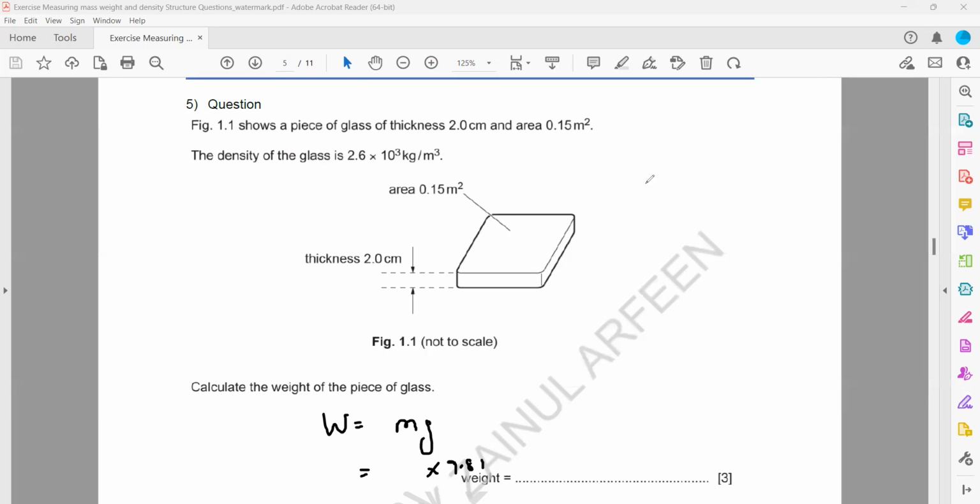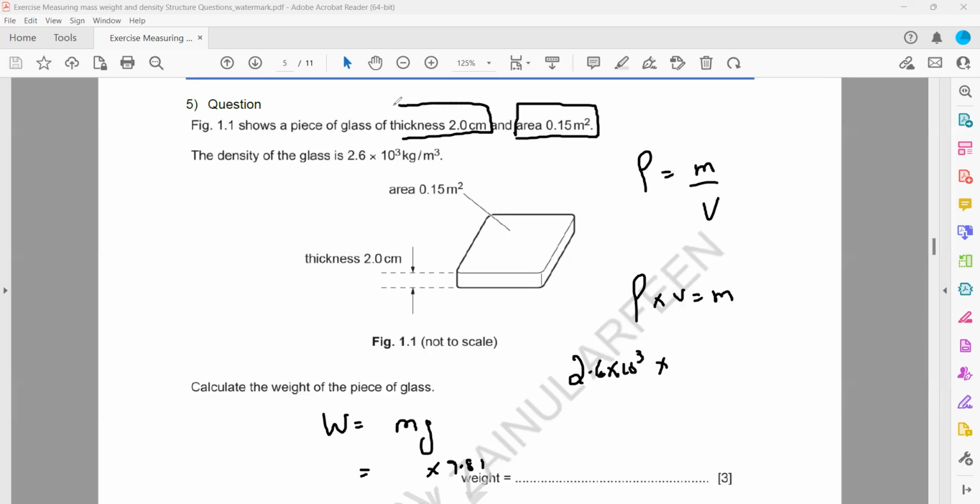How to work out the mass? So we have the density. Density is mass over volume. So density times volume will be equal to mass. The density is 2.6 times 10 to the power 3. But the area is in meter squared, while the thickness is in centimeter. You cannot multiply them because one is in centimeter and another is in meter squared. You have to convert the thickness into meters as well. So how will we convert thickness into meters? We divide it by 100. So this will be 0.02.